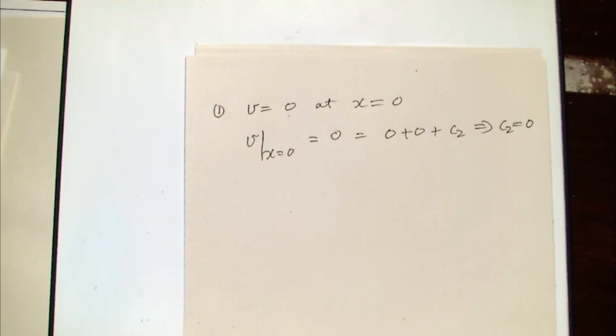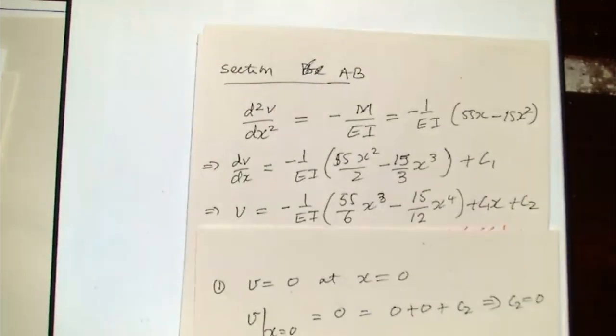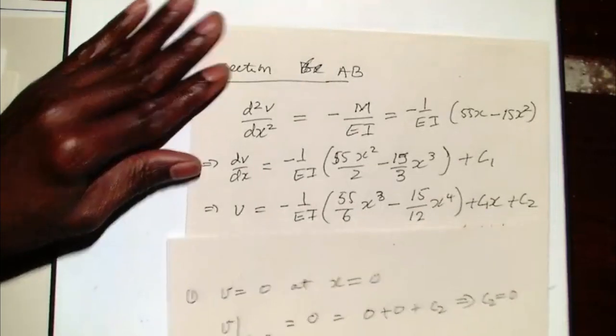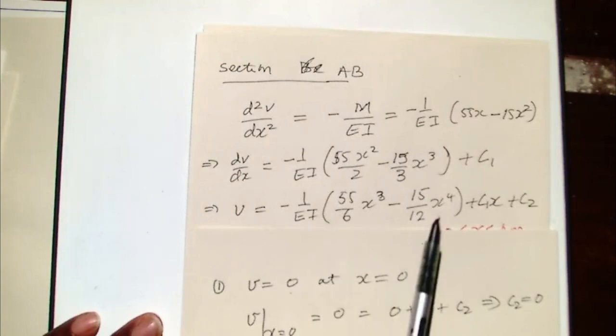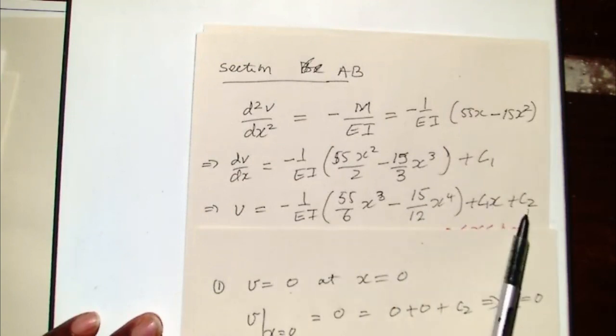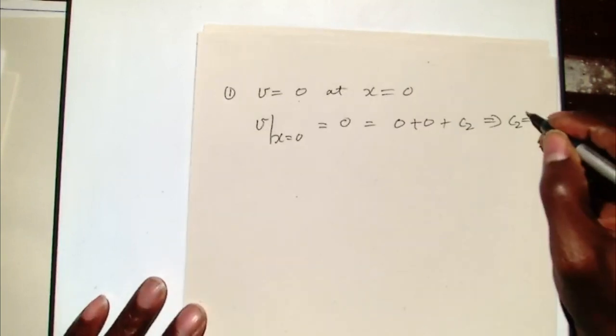And if you want to check why that is so, I will just go back again. That is the equation that we are using. So x equals 0, that term is 0, that term is 0, that term is 0. It's only C2 that is left. So we know what C2 is, so we've got the first one.